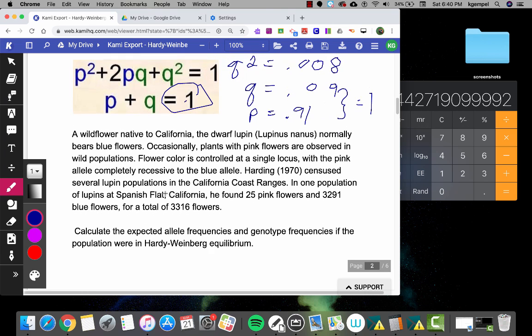0.91. So remember, these two values are going to be equal to 1. So that makes sense. All right. So I have that information. Now I can figure out my frequency of homozygous dominant and my frequency of heterozygotes, now that I have that information about the gene pool.